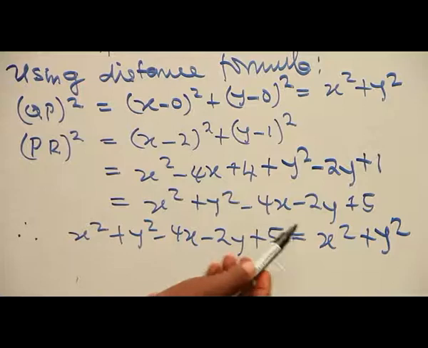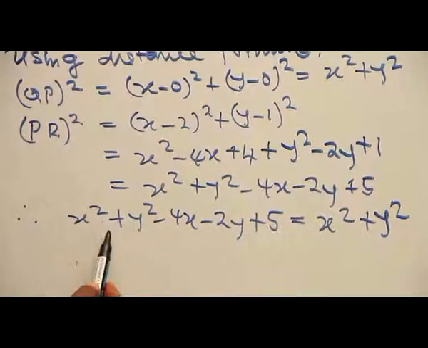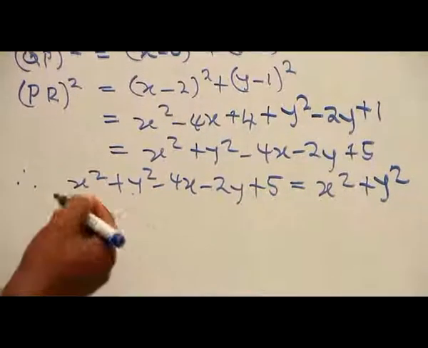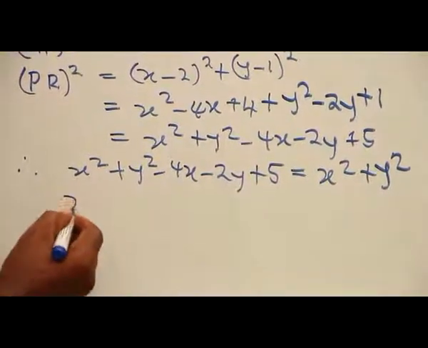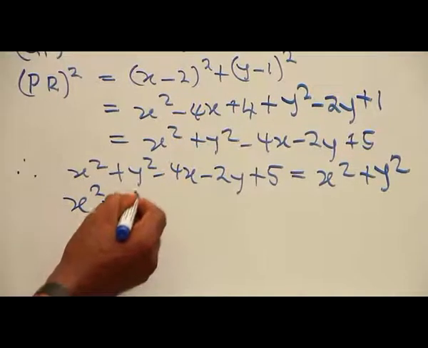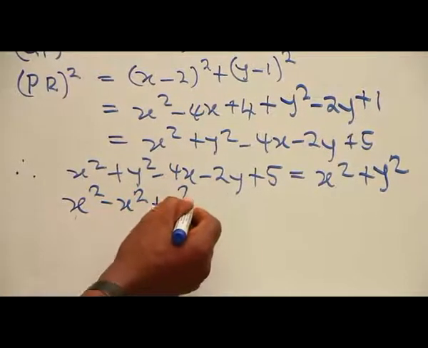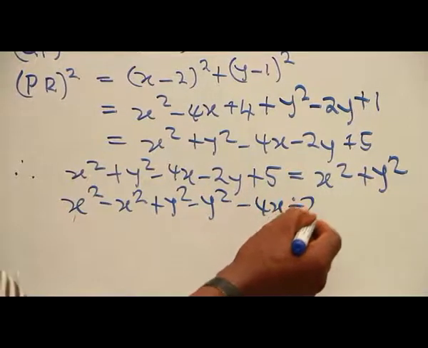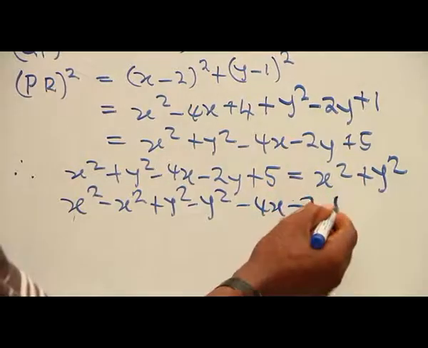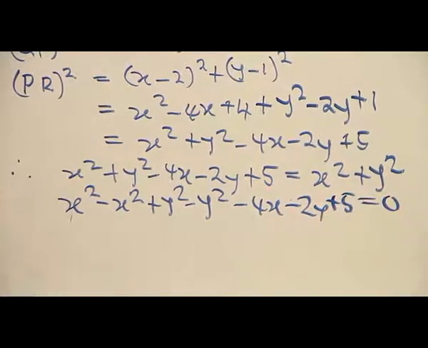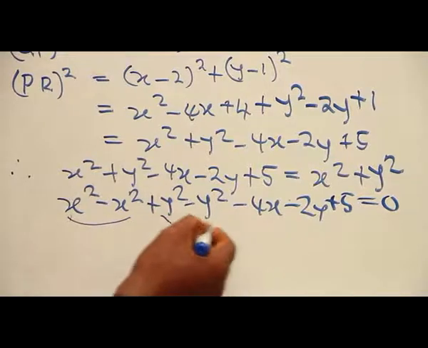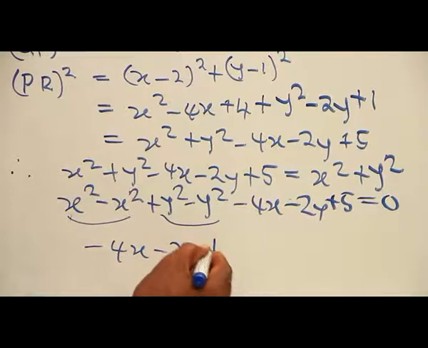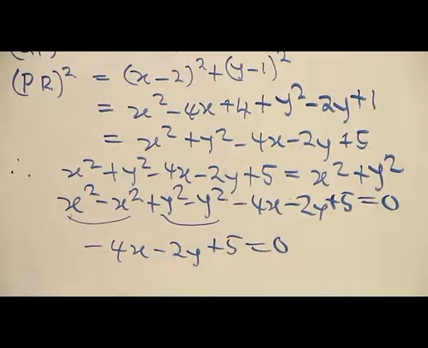Now, collecting like terms, if s squared goes to the left hand side, it becomes minus s squared, so this and this will cancel. So let us write it down. We have s squared minus s squared plus y squared minus y squared minus 4s minus 2y, and then plus 5, everything is equal to 0. So this is gone, this is 0, so we have minus 4s minus 2y plus 5 is equal to 0.